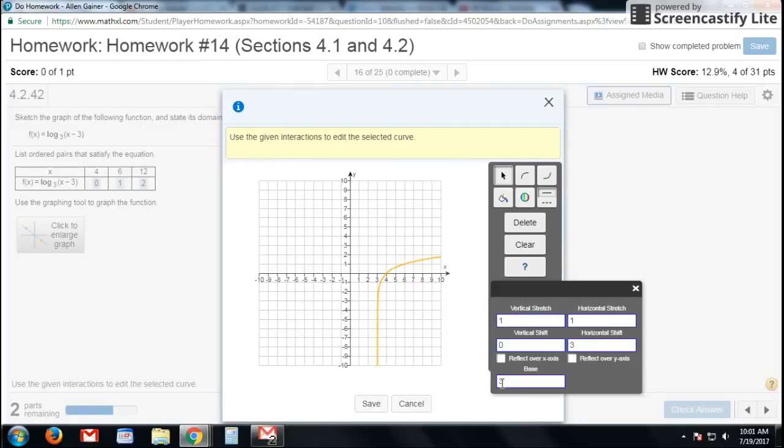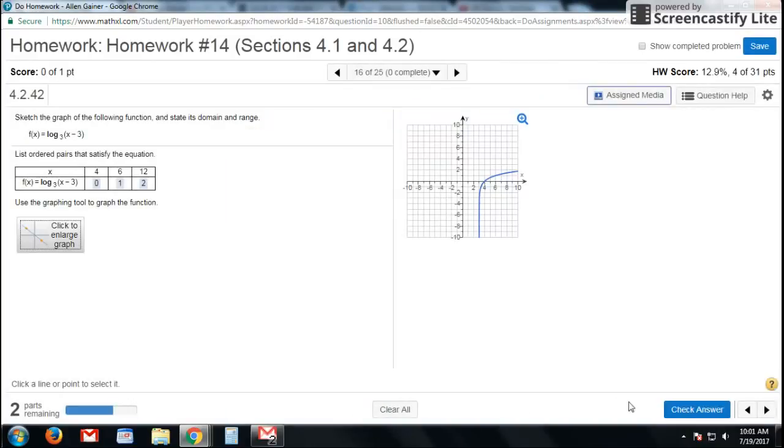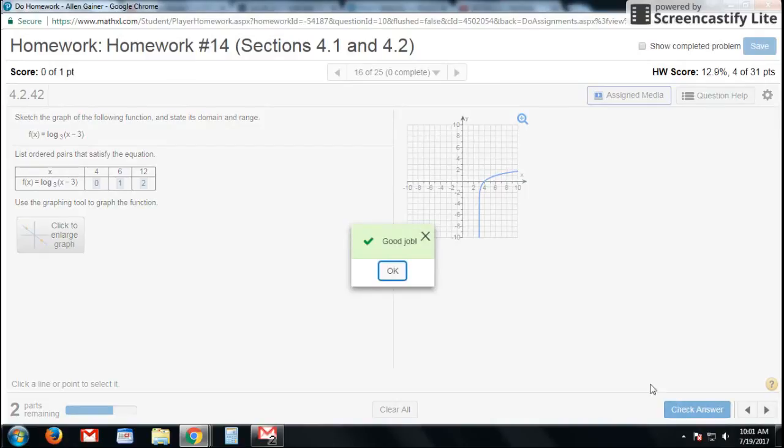Hit enter, and it draws our picture for us. Now we can save that picture and check our answer to be sure that it's like it should be. Looks like we've got it. So remember, change the base box and also account for any horizontal or vertical shift as you draw these pictures.